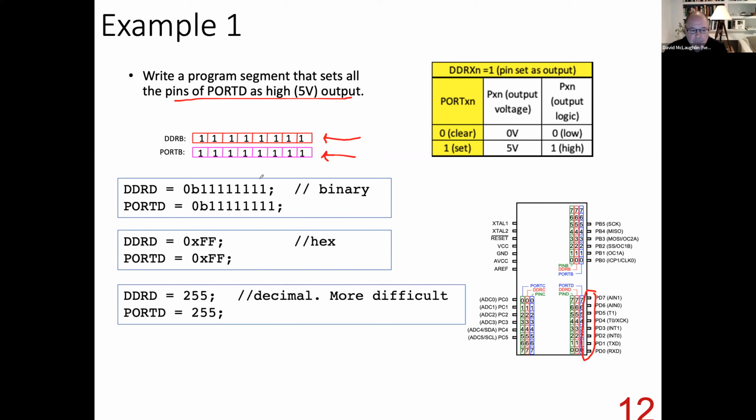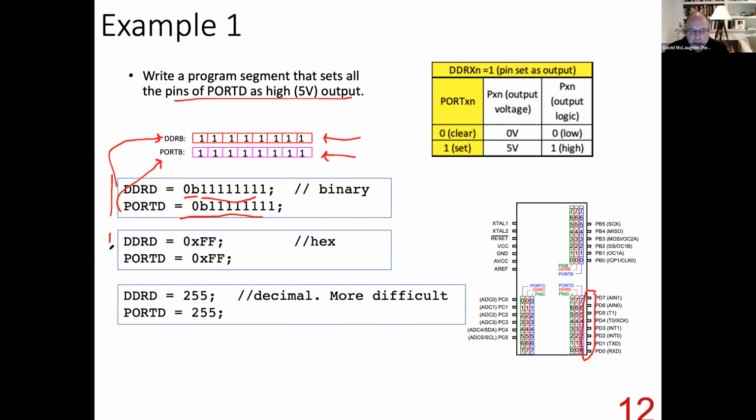So here's my program segment. I could just do this: DDRB equals, and I could write it in binary if I want. When I use this preface 0B, it means I'm writing a number in binary. And here I'm just putting all 1s. That makes them all output pins. Then the actual value that I write, all 1s, is going to cause this to happen.